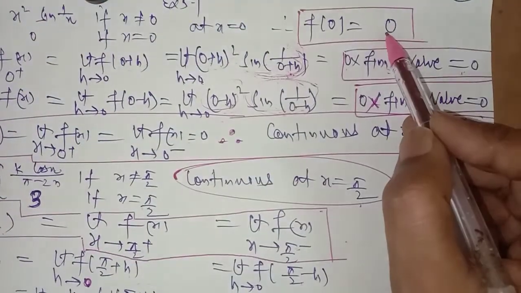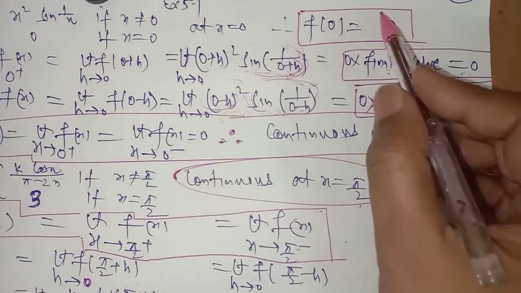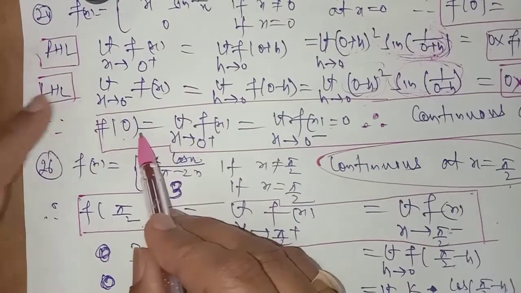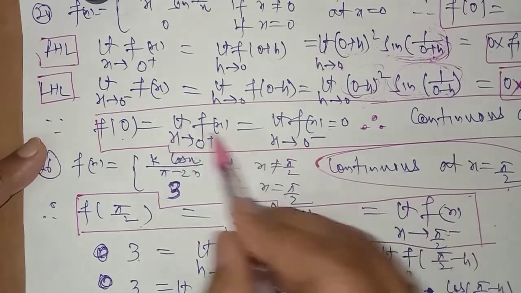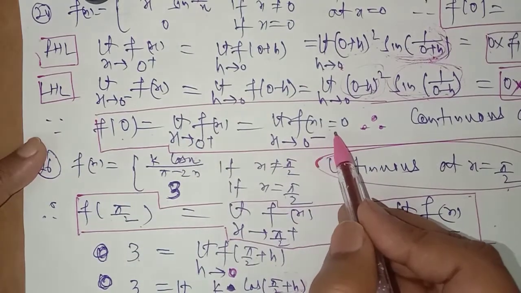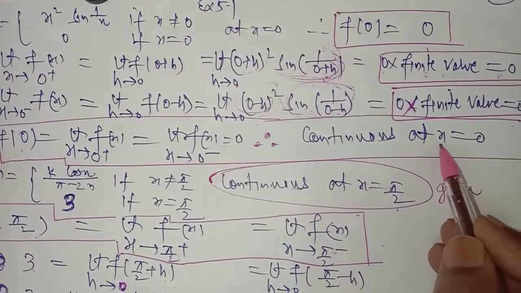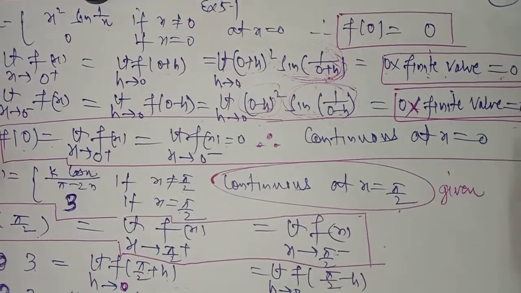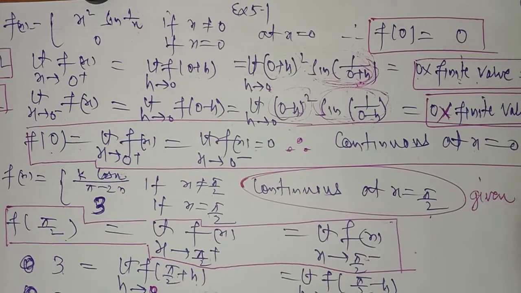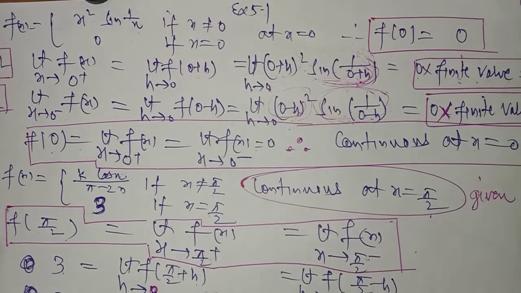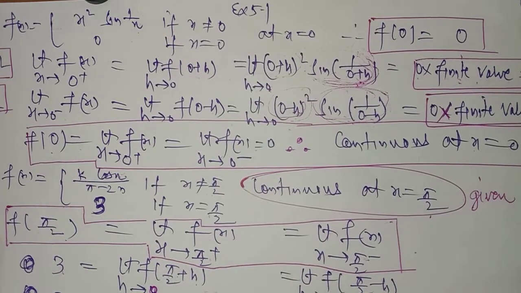So the value of the function at 0, the right hand limit at 0 and the left hand limit at 0 are all equal to each other. We write f(0), right hand limit and left hand limit, they all are equal to 0. So we can say that this function is continuous at x equal to 0. So this is the method to check the continuity of a function, or to find the value of an unknown variable when the function is continuous.